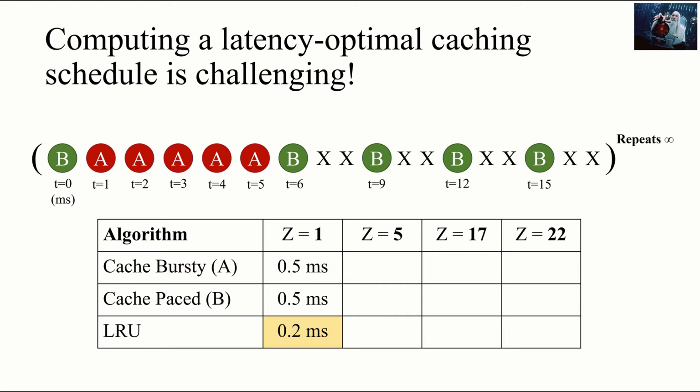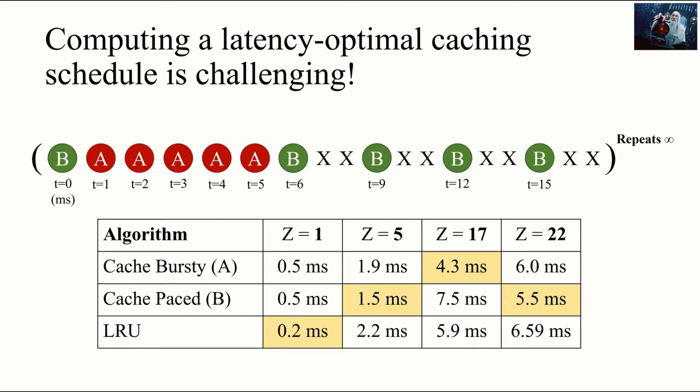Okay, it turns out that for z equals 1, LRU is provably optimal and yields an average latency of 0.2 milliseconds. For z equals 5, caching the path object B yields the lowest latency. For z equals 17, our decision changes again, and yet again for z equals 22. So we find that the optimal caching strategy highly depends on the value of z, and even an educated guess, such as always cache the bursty flow, doesn't generally work.